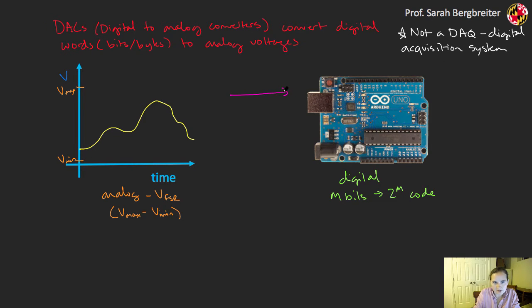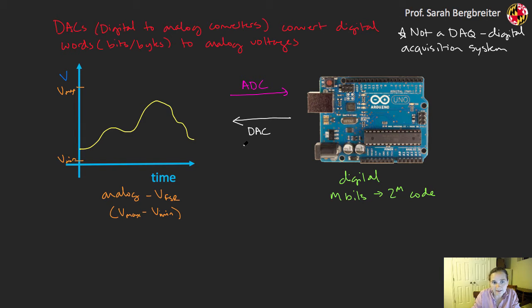And an ADC went this way, right? We were converting from an analog voltage, this continuous in amplitude and time signal, to digital words on something like a microcontroller that would be on your Arduino, for example. Now, what we're going to be concerned with here is the opposite direction: going from the Arduino back to the real world. And that's where the DAC, or the digital to analog converter, is going to come in.